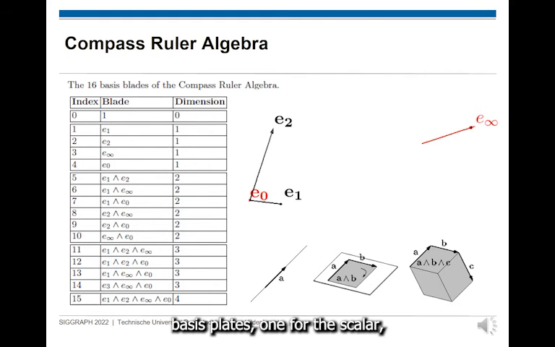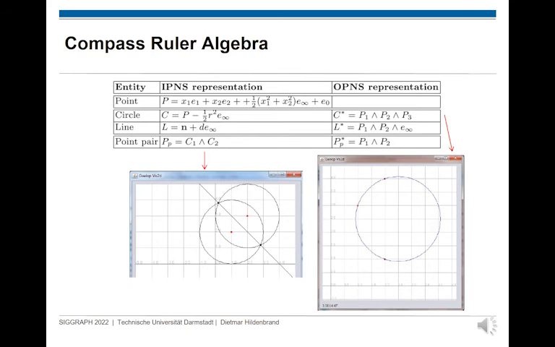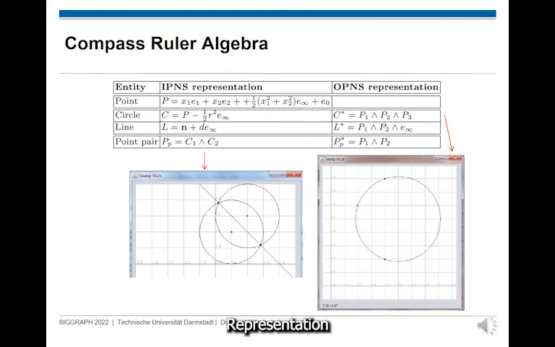basis blades: 1 for the scalar, 4 basis vectors, 6 bivectors as the outer product of basis vectors, then 4 trivectors and 1 pseudoscalar. The main geometric objects of compass ruler algebra are point, circle, line, and point pair. They have 2 representations. One is called the IPNS representation, the other one is the OPNS representation.